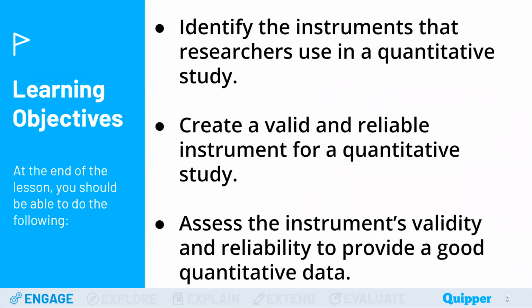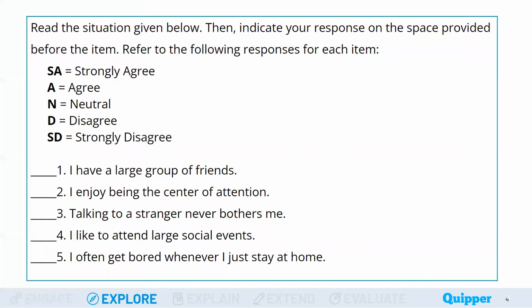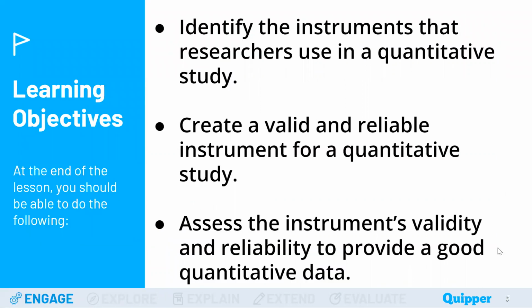So at the end of this discussion, we should be able to identify the instrument that researchers used in a quantitative research or study. Create a valid and reliable instrument for a quantitative research or study. Assess the instrument's validity and reliability to provide good quantitative data.